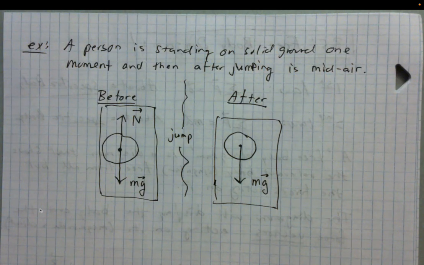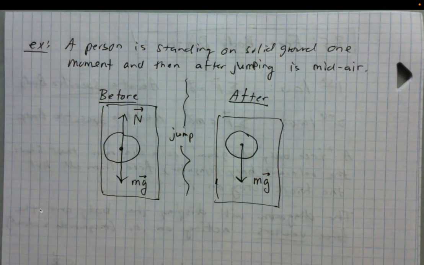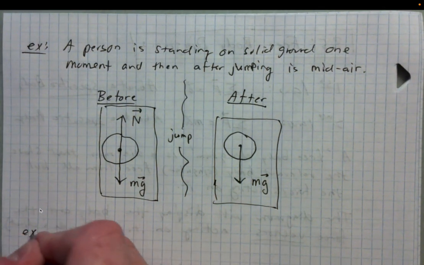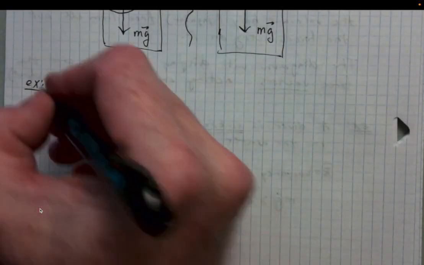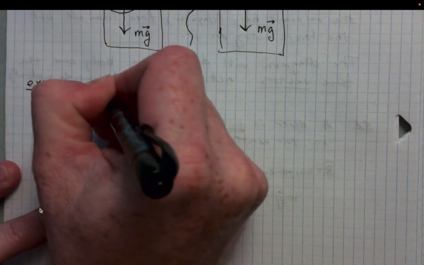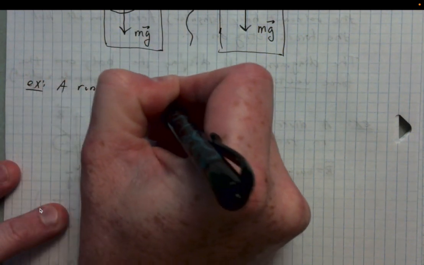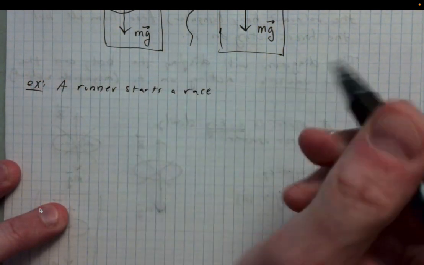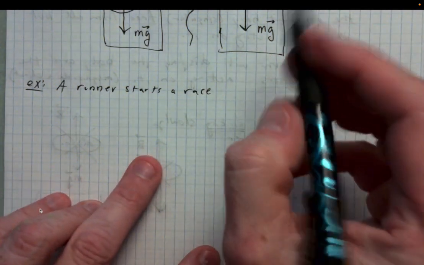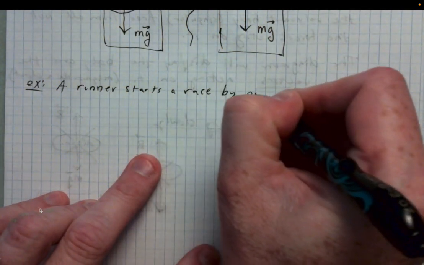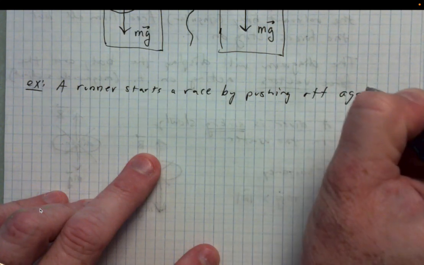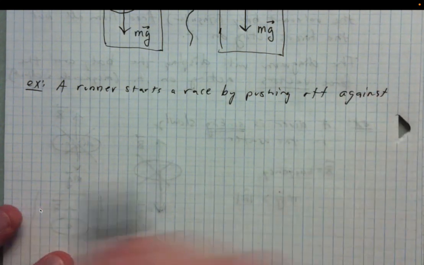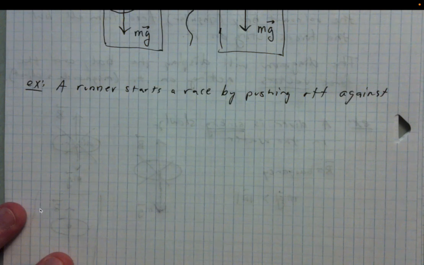So how about a slightly more complex situation, one that's got a little bit more complicated free body diagram, and that'll be the runner at the starting line example. So a runner starts a race by pushing off against angled starting blocks.